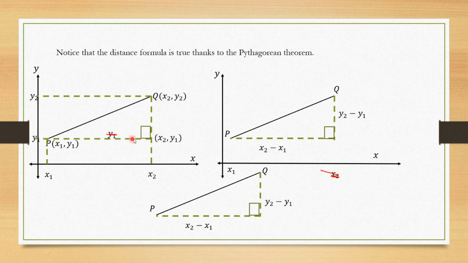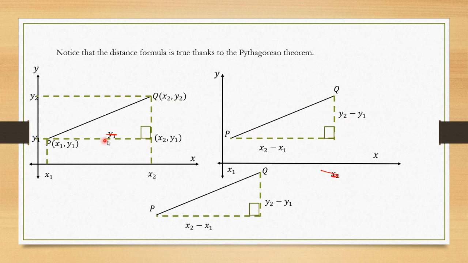But basically, after drawing these dashed lines, this point here, hopefully you can see visually, has these coordinates. It's over x sub 2. It's at the same height as P, so its y coordinate has to be y1. The y coordinate tells you how high you are, up or down, from the x-axis. So altogether, we get this right triangle.